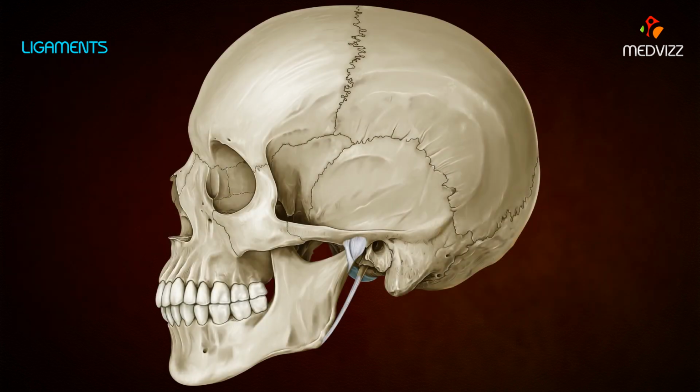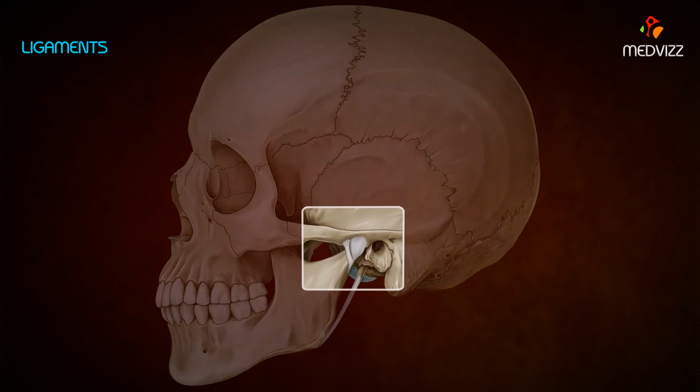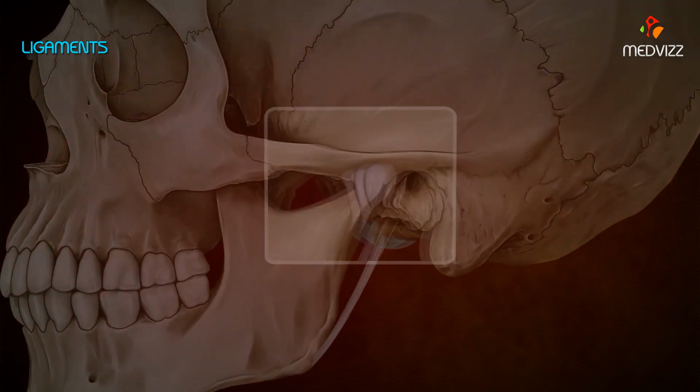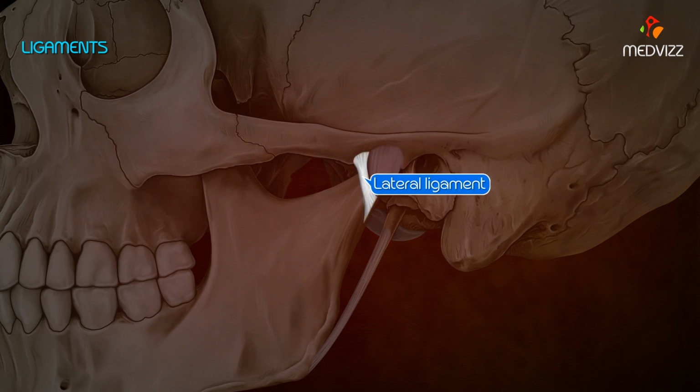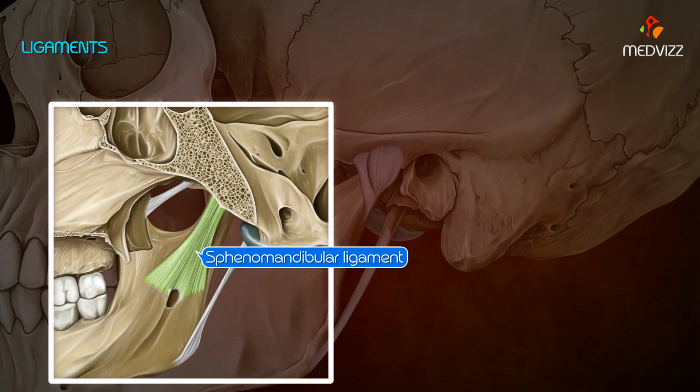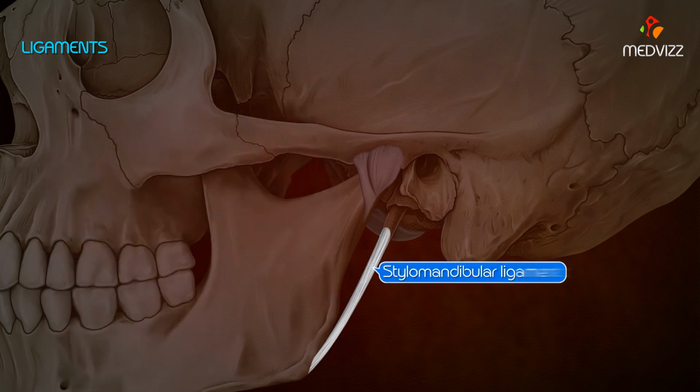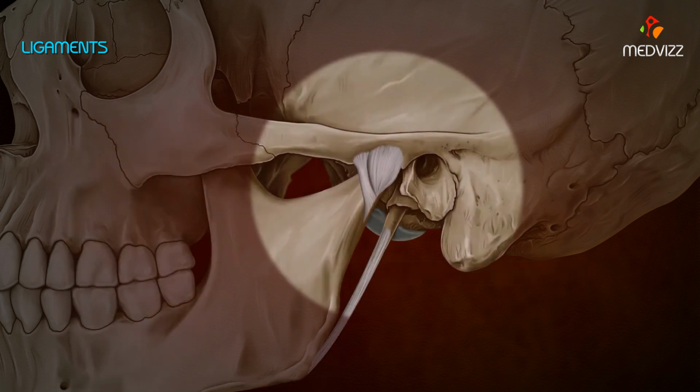And what are the ligaments which are present around the temporomandibular joint? The ligaments are the fibrous capsule, the lateral ligament, the spinomandibular ligament, and the stylomandibular ligament. Let us discuss the fibrous capsule in detail.